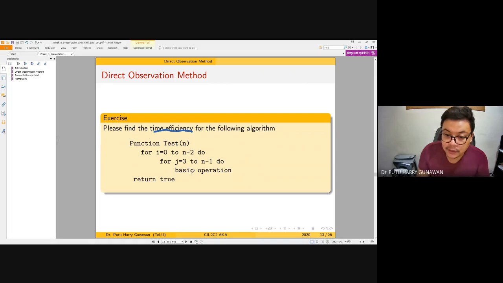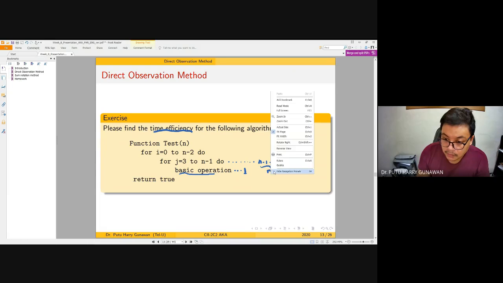First, we need the basic operation. Here is a basic operation, for instance, so this is one basic operation. There is nothing else at the same level, so we move to the next level, the loop level. The loop here is from 3 to n minus 1. Remember the formula: n minus 1 minus 3 plus 1, which is equal to n minus 3, right?